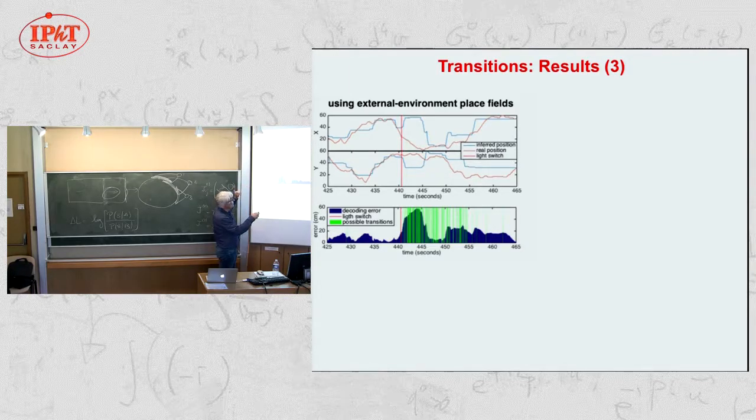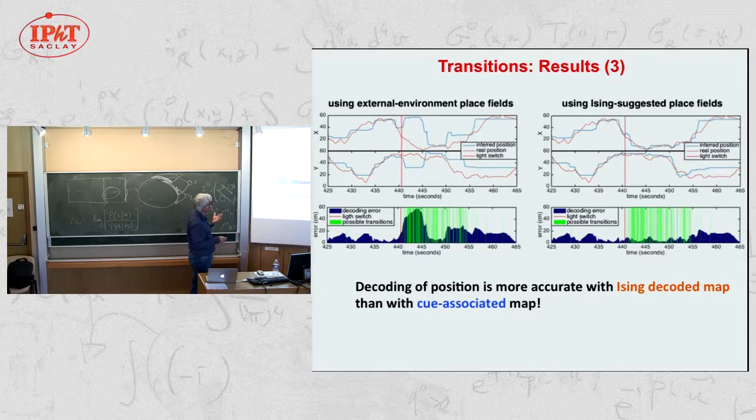In fact, this is consistent with the fact that there are many oscillations here where the mental representation is not the one corresponding to the lights, but an internal representation, which at some times may be equal to the one before the light switch. So there is a disagreement between the mental representation and the external condition. Now if you use the map decoded by the Ising model, this is our proxy for the right representation, you see that the agreement is very good.